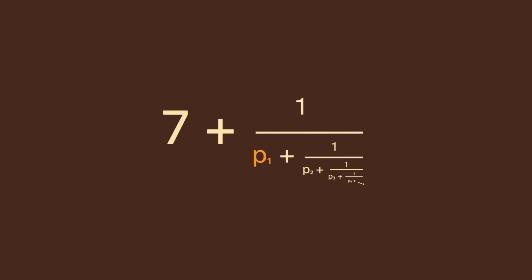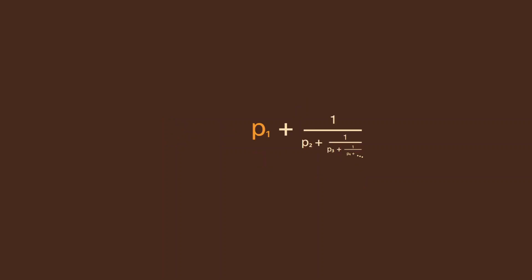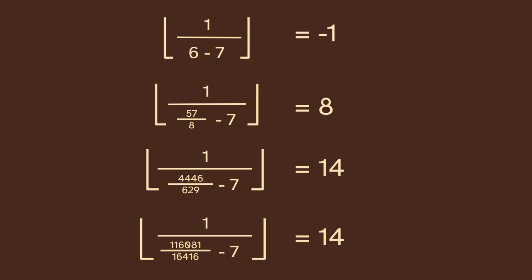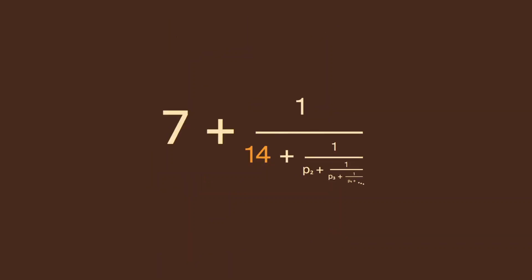To find that, we'll want to focus on this section here. We no longer need to worry about the 7. And so to do that, we need to subtract 7 and take the reciprocal. So if we do that with each of the terms in our sequence, subtract 7 and take the reciprocal, then we can take the floors, and we notice that the last two are 14. So we have two consecutive terms with the same floor, so that 14 must be the next term.